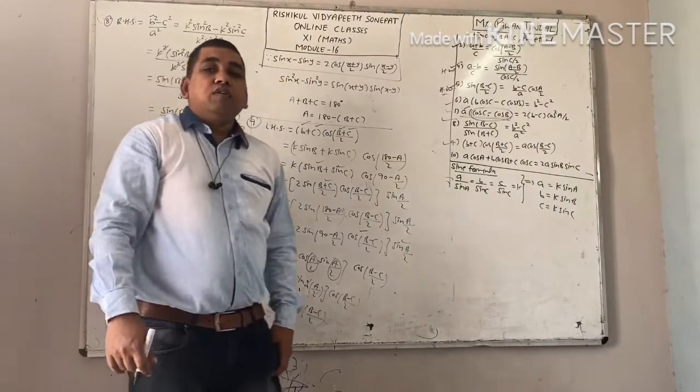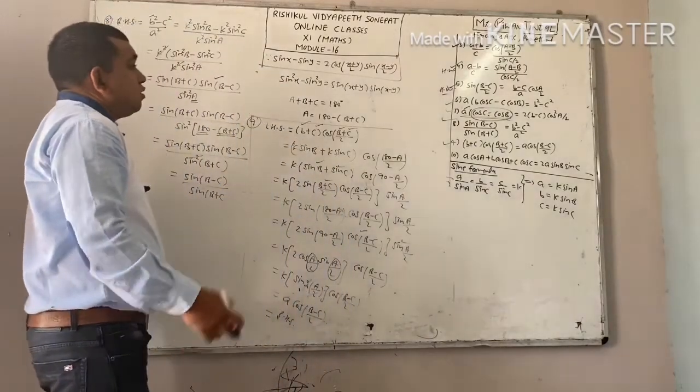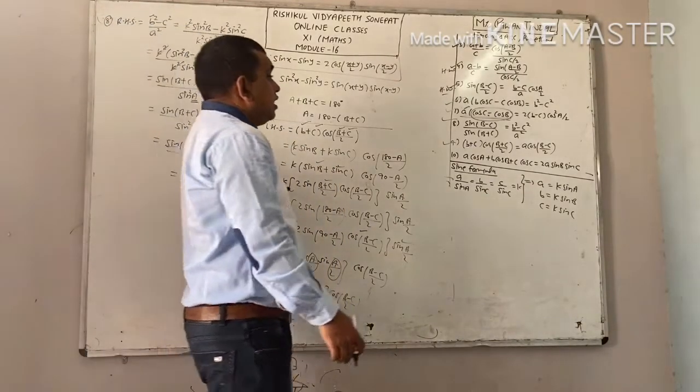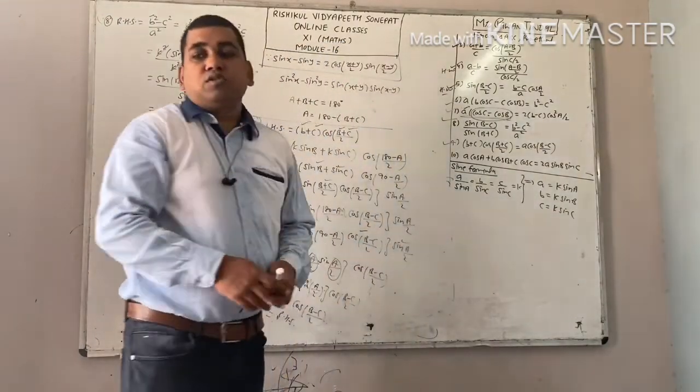Right? Now move to next problem. That is your question number 10. A cos A plus b cos B plus c cos C. See here.